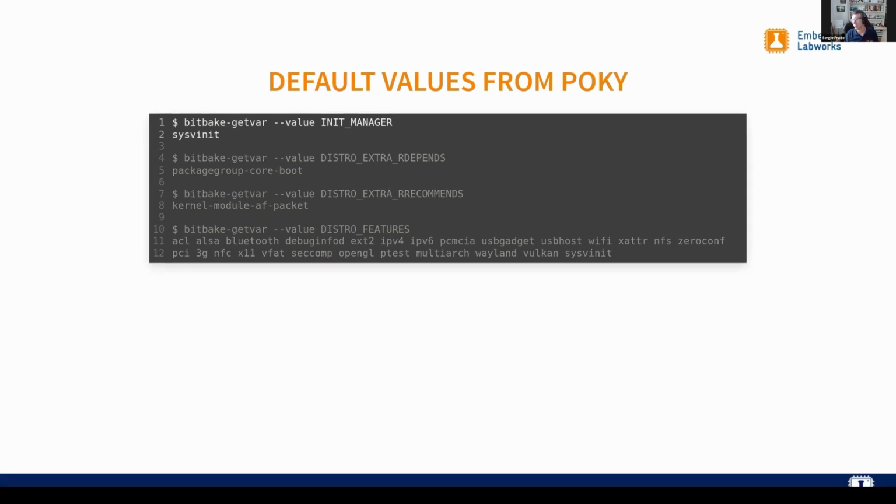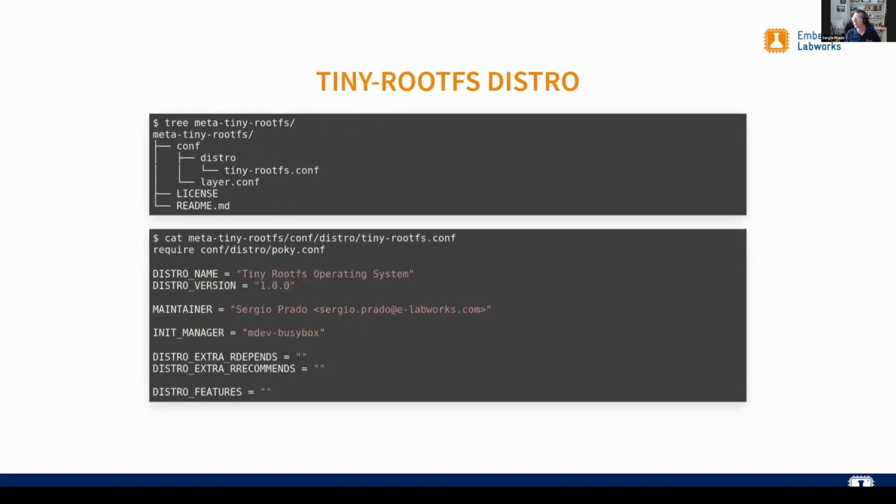So here by default, we have sysvinit as an init manager. We have packagegroup-core-boot installed by default in any image that's based on Poky. There are also kernel modules there and lots of different distro features enabled. So let's create our own distro. Let's call it tiny rootfs, our distro, and let's remove everything. Let's see how it goes.